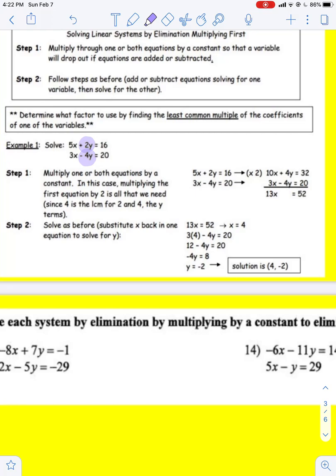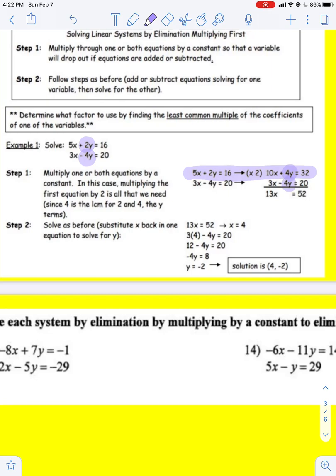But if I look right here, I see that I have positive 2y and negative 4y. And I know that there is something that I could multiply 2y by to get 4y. So down here, what I'm going to do is multiply the entire thing by 2 to get 10x plus 4y is equal to 32. And if you look, now I have a set of opposites right here. So I can go ahead and add those equations together, and then we can solve.